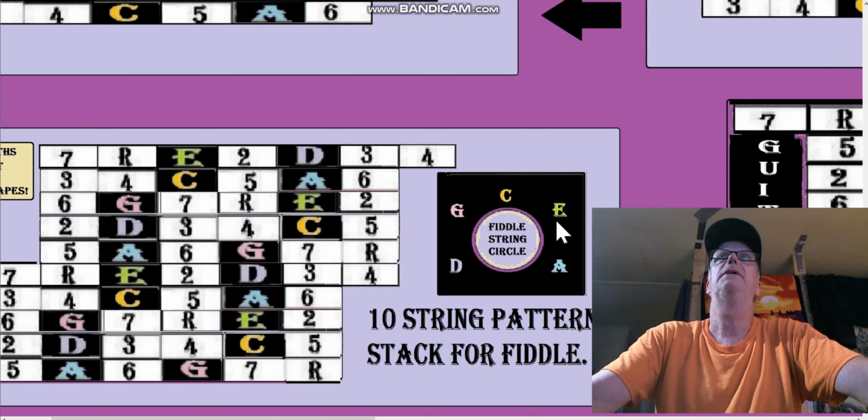So, as we're going down, we're going counterclockwise on the fiddle string circle. Okay, so the E goes to the C. All right, that's an augmented fifth. Okay, as we go up, the C goes to the E. That's a diminished fourth. Instead of C going to F, it goes to E to make the circle. That's the way to look at that.